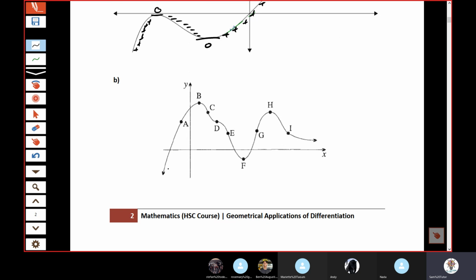What do we reckon? Increasing, flat. That's stationary. Decreasing, still decreasing. 0. Increasing. 0. Decreasing. We're happy with that? When is something decreasing?